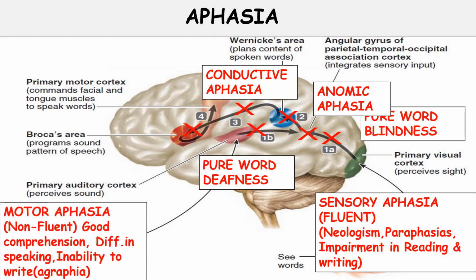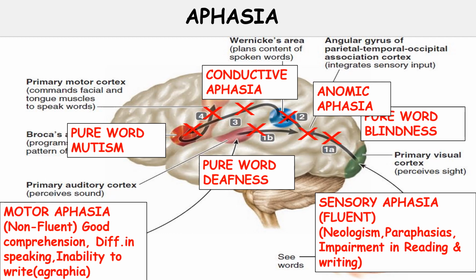Then motor aphasia. When there is damage to Broca's area, they are non-fluent just because the motor area is affected. There will be good comprehension, but there will be difficulty in expressing. They will have difficulty in speaking, in articulation, and also in the writing part, agraphia.